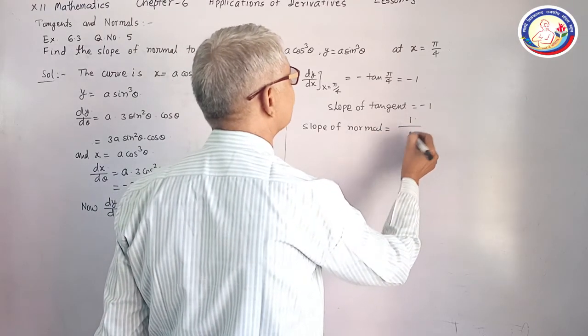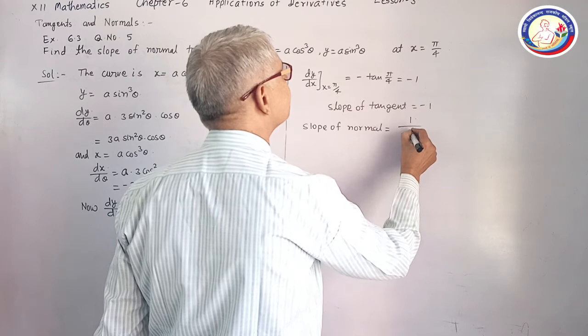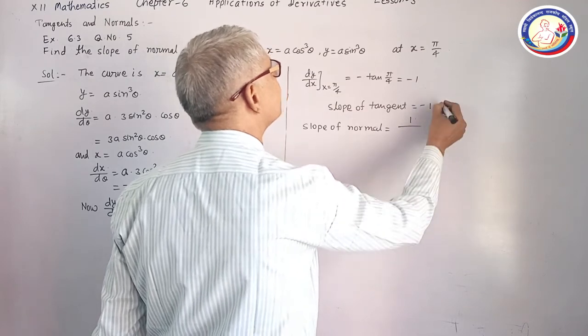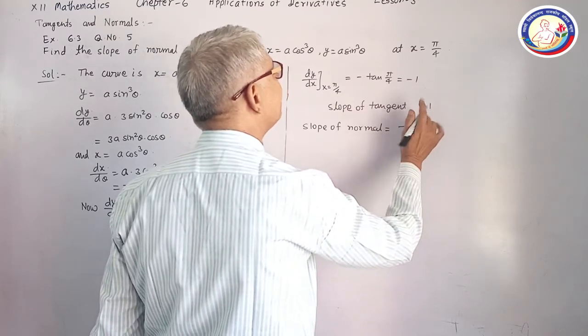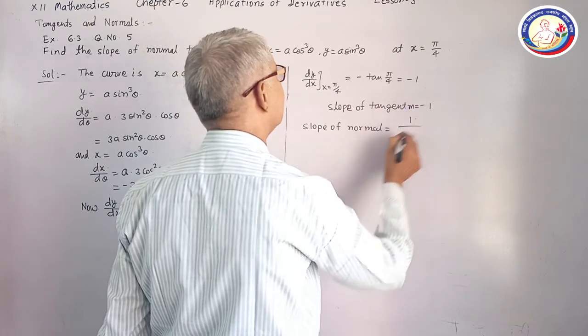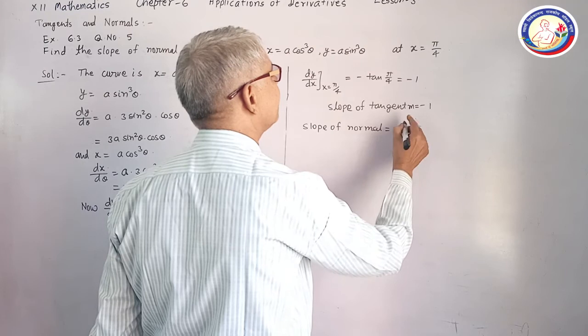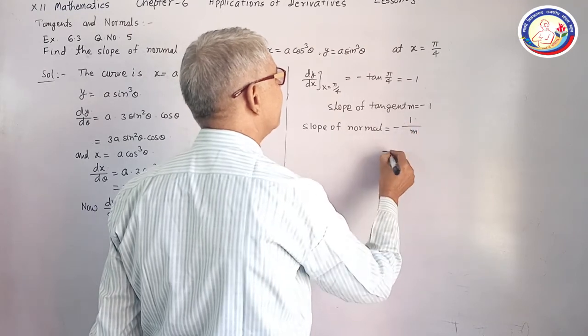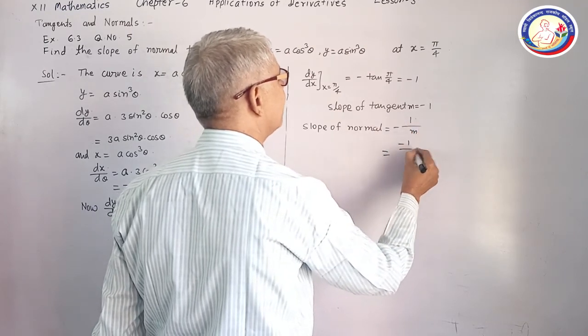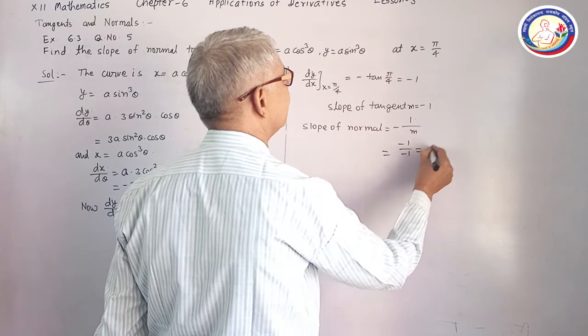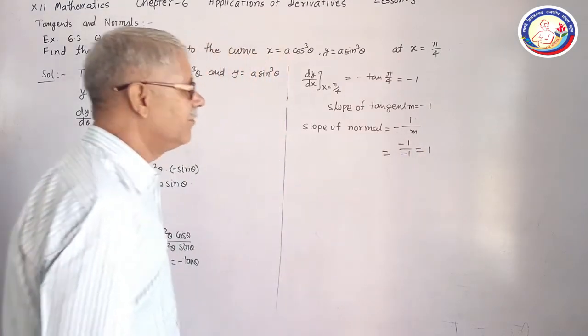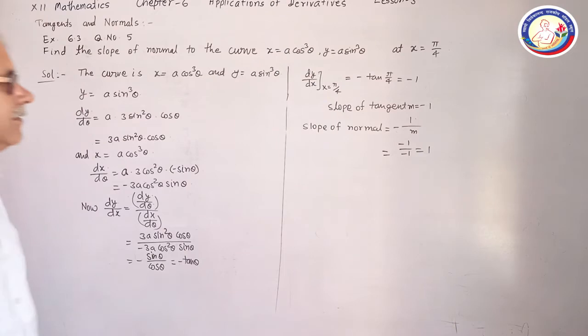One upon, say this is m, then the slope of the normal here will be 1 upon minus m, or minus 1 upon m. Put here minus 1 upon minus 1, that is 1. So the slope of the normal will be 1 here. This is the answer.